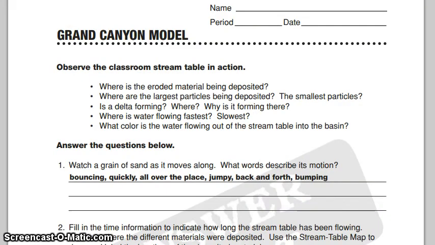As a quick review, going over some of the different worksheets that we went over in this section. We're looking at our Grand Canyon model, where the largest particles are deposited and the smallest particles are deposited. When we look at this, we want to think of the smallest particles traveling further, or the largest particles being deposited first, or not traveling quite as far.